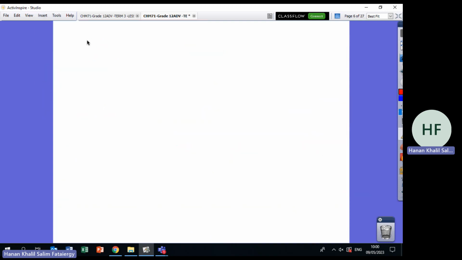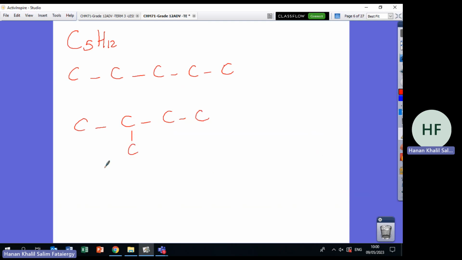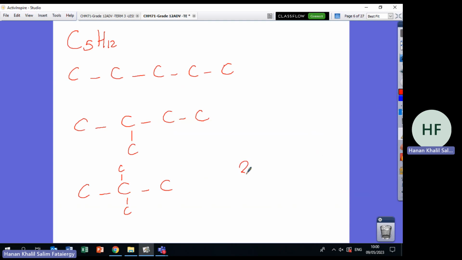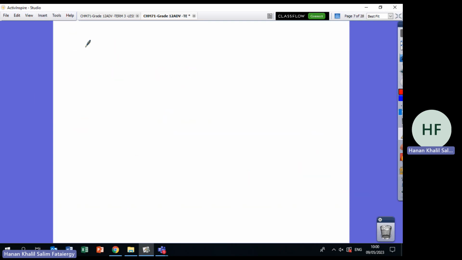If I do C5H12, in how many different ways can I draw it? The first shape is linear, 1, 2, 3, 4, 5. I can do 1, 2, 3, 4 and here a branch. I can do 1, 2, 3 and 2 branches. So how many isomers are possible? 3 isomers are possible. Now I want you to try C6H14.